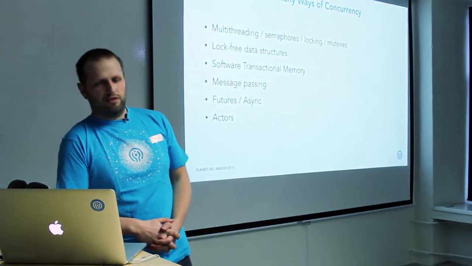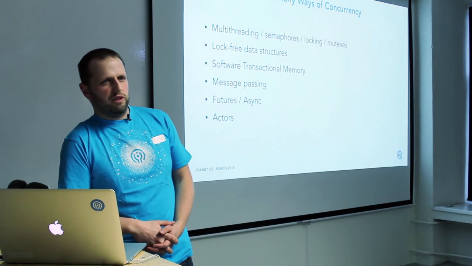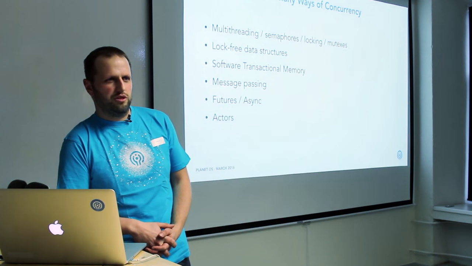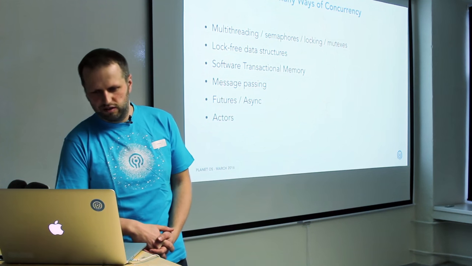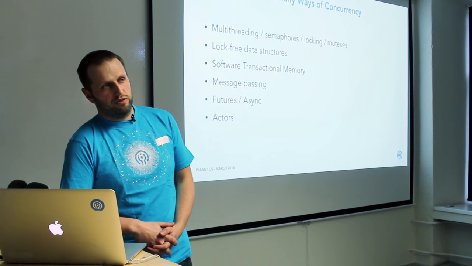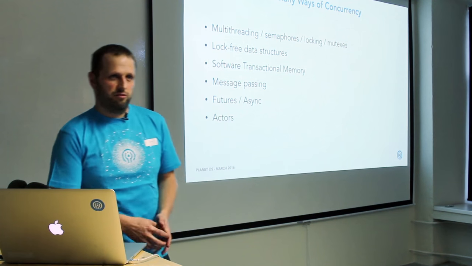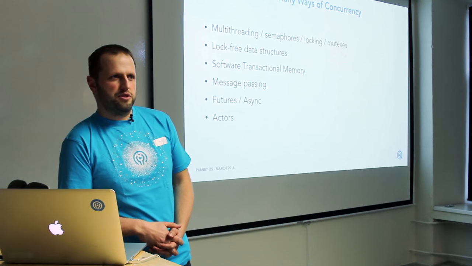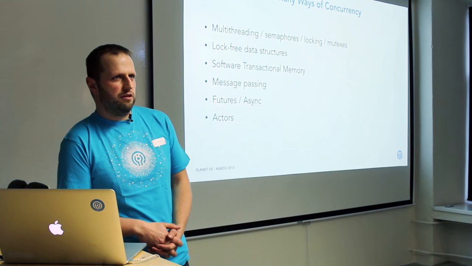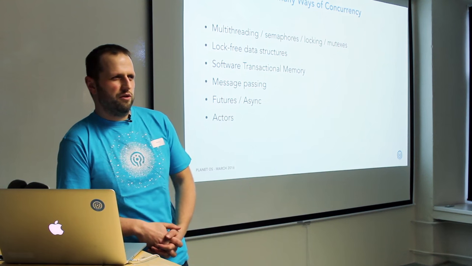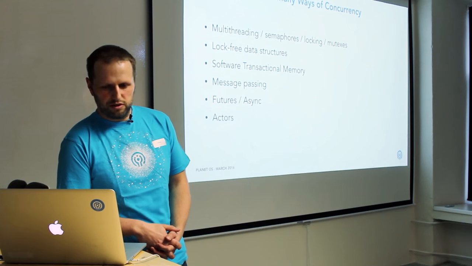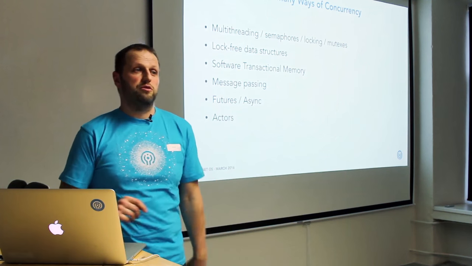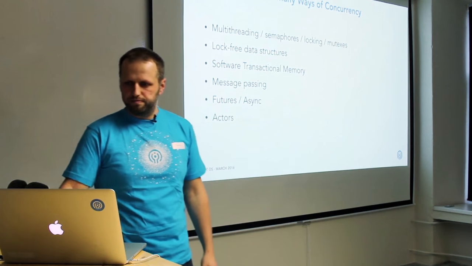There are many ways of doing concurrency. You can do multi-threading, but then you have to lock things that you share between threads. You have to use mutexes and it's all very complicated. You can also try to use lock-free data structures, but then you have to be extremely clever. There are systems that do software transactional memory, but those are fairly few and far between and they take up a lot of resources. You can do message passing, you can use futures, but the thing that we're going to be talking about today is actors.